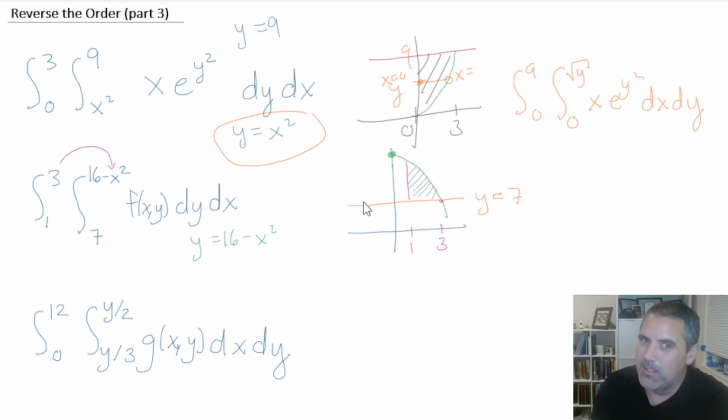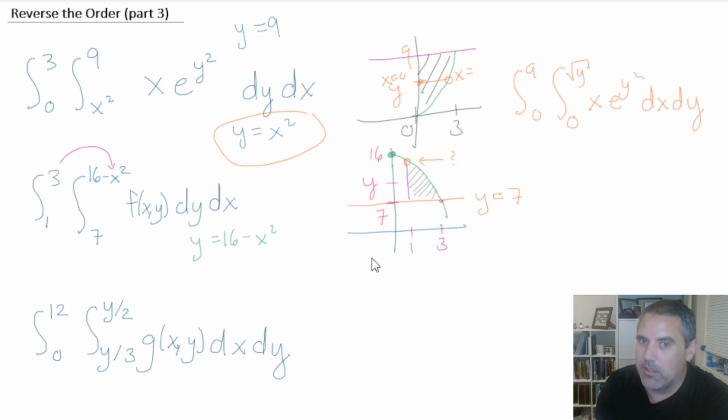Okay, once you have it, then you switch gears and say, now I'd like to describe it in terms of y. In terms of y, what's the smallest y can be? It's 7. What's the biggest y can be? It's 16. Not 16, so I'm about to make a mistake. 16 is where the graph goes, but that's not the top of the region. I was about to make the mistake that many of my students made. How could I figure out what that is?